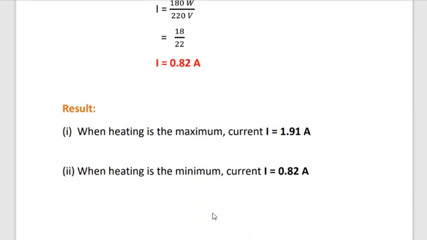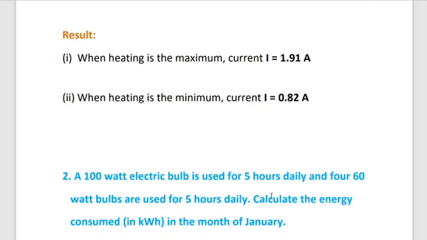So write the result. When heating is at the maximum, when the power is 420 watt, current I equal to 1.91 ampere. When heating is at the minimum, current I equal to 0.82 ampere. Now we move to the second problem.